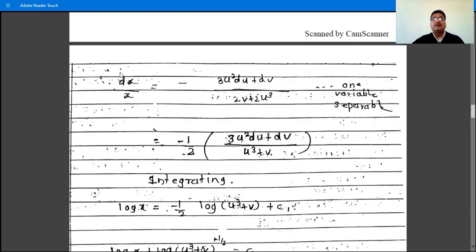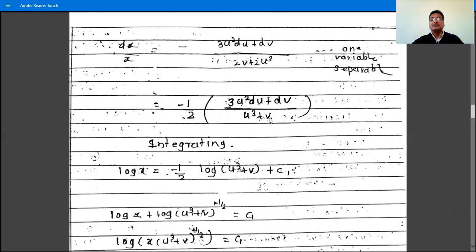We have dx by x equals minus 3u square du plus dv divided by this, and this is the one where variables are separated. So this part is a derivative of some function, because the given differential equation is integrable, meaning this is a differential equation in u and v, and this equation is exact, meaning this is a derivative of some function. And what is that function? If we take 2 as common, we have 3u square du plus dv divided by u cube plus v. If you find the derivative of this denominator, then it is 3u square du plus dv, that is the numerator.